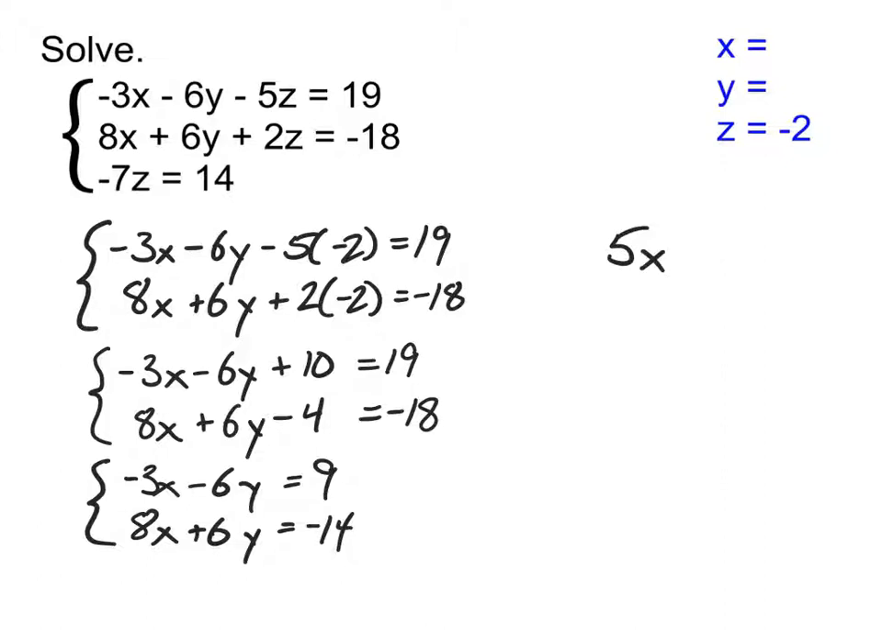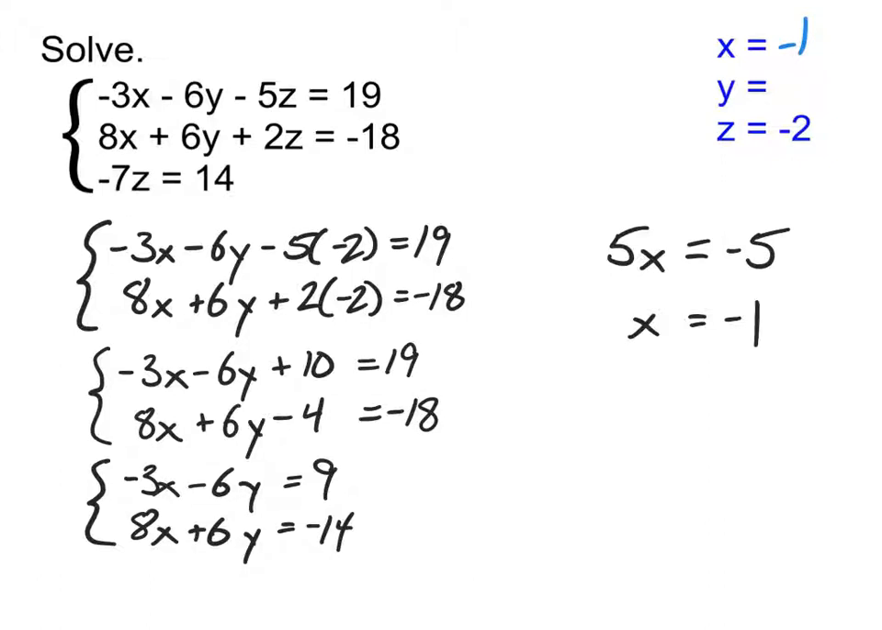I always mentally check that it does add to 0. It helps me catch any possible mistakes. And then the equal sign. And then 9 plus the negative 14 is negative 5. Well, of course, all I've got to do now is divide both sides by 5, and I know that x equals negative 1. All right, so now that I know that x equals negative 1, how do I find y?